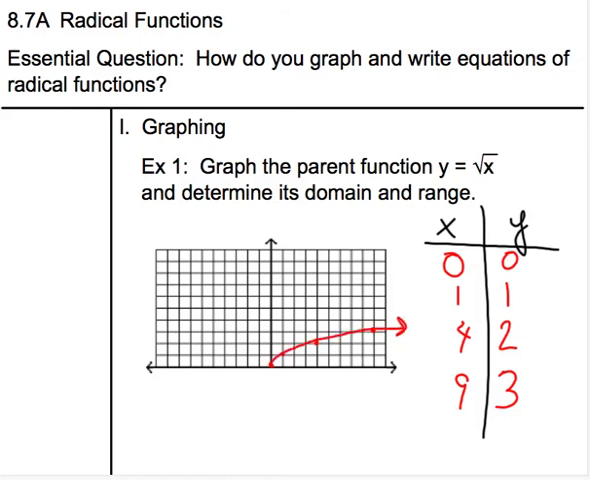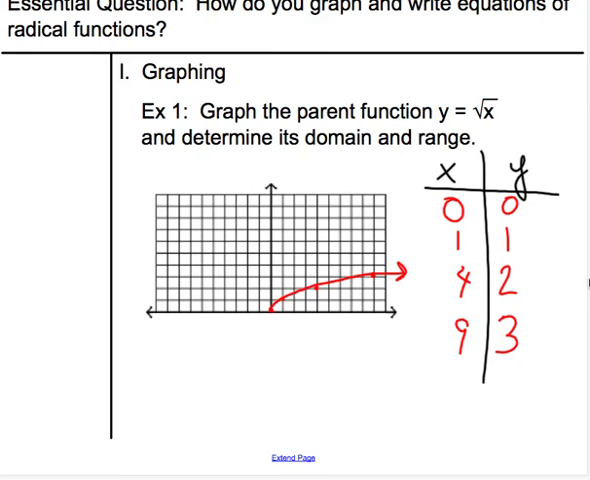And this function is unique in that it has a distinct starting point. So while I emphasize putting arrows on the ends of your functions, this one only has one arrow. It starts at (0, 0) because our function is not defined for negative x values.